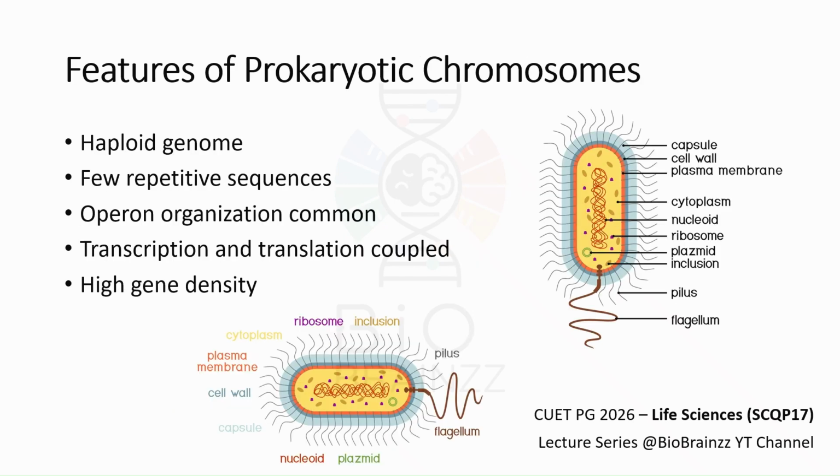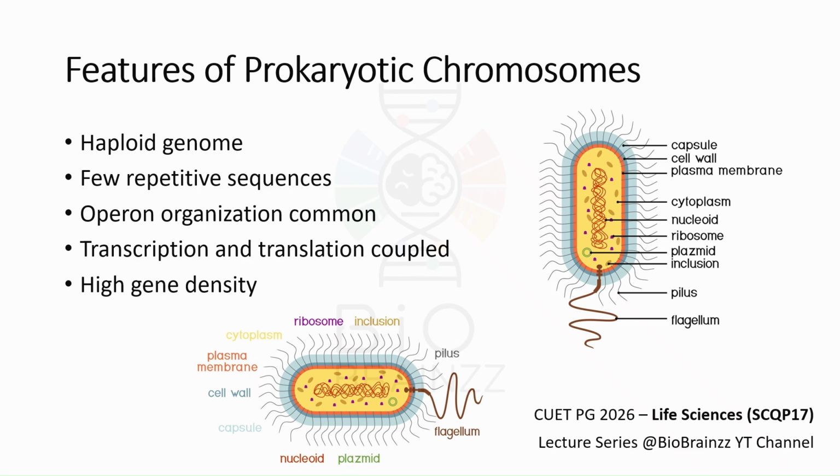Now, let us look at some important features of prokaryotic chromosomes. First point, prokaryotes usually have a haploid genome, meaning only one copy of their chromosome is present in each cell. Next, their DNA contains very few repetitive sequences when compared to eukaryotic genomes. Another very characteristic feature is that operon organization is common in prokaryotes. Genes involved in the same metabolic pathway are often arranged together and controlled by a single promoter.